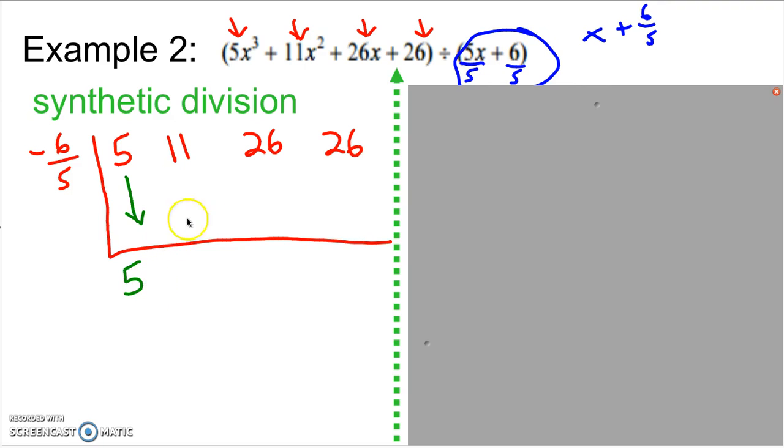-6/5 times 5 turns out to be -6 because the 5's end up canceling. Add down, and I get 5 again. So when I multiply, the same thing happens. My 5's end up canceling. I get -6. Add down, and I have 20. When I multiply -6/5 times 20, I get -24. And when I add this column down, I get 2.